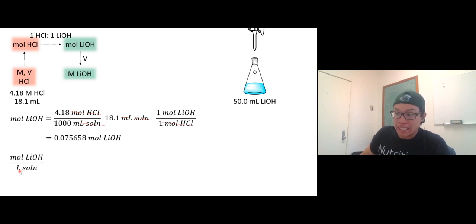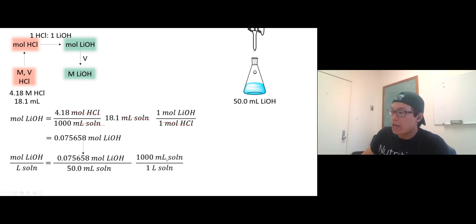So we want to know moles per liter of solution. What we have is the moles of lithium hydroxide per 50 milliliters of lithium hydroxide solution. If we have 1,000 milliliters, or 1 liter, this number is going to be bigger.